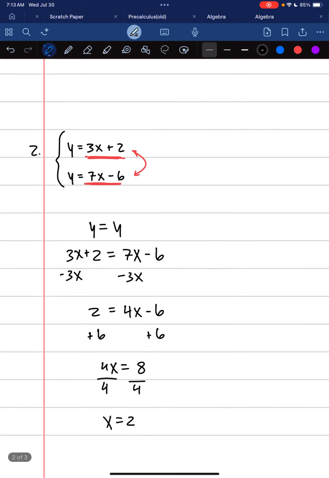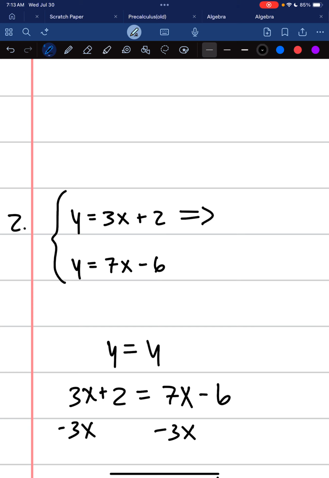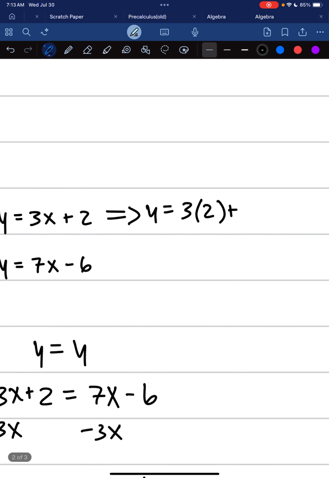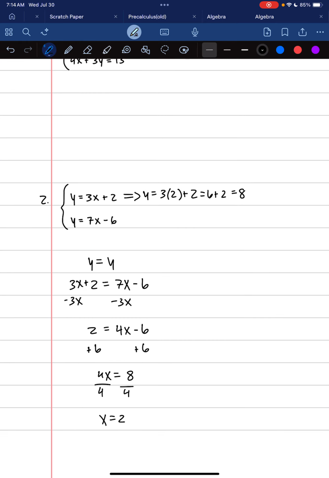Okay, now I can just go back to either one of these equations and plug in x equals 2 and use that to solve for y. So I get y is equal to 3 times 2 plus 2, which is 6 plus 2, or 8. So that's going to be my solution.